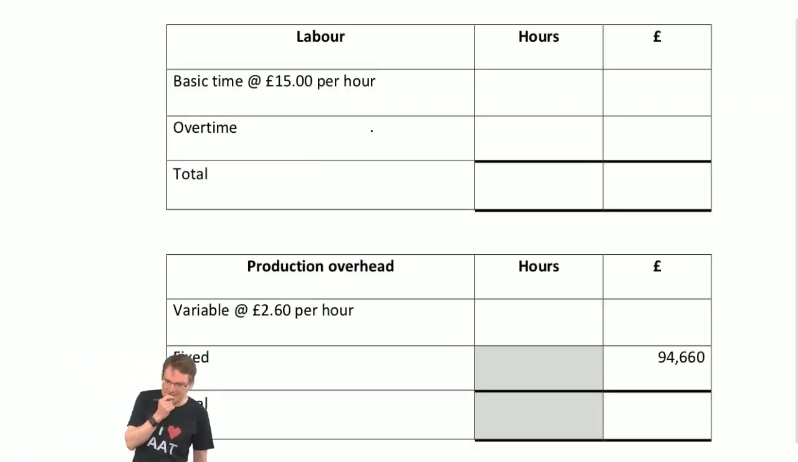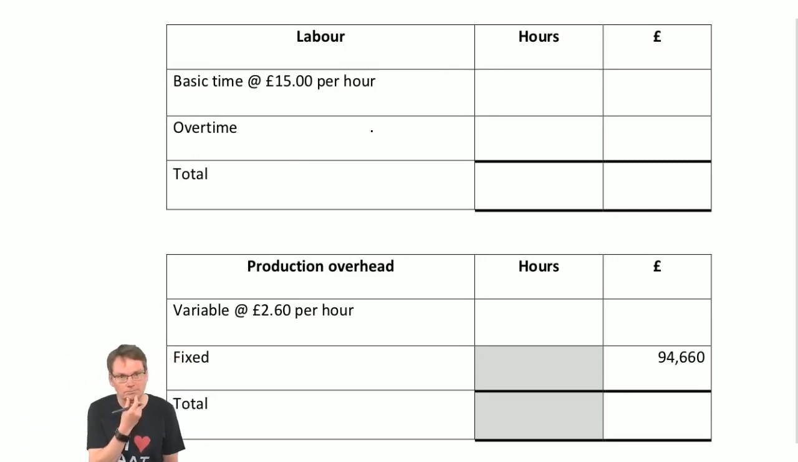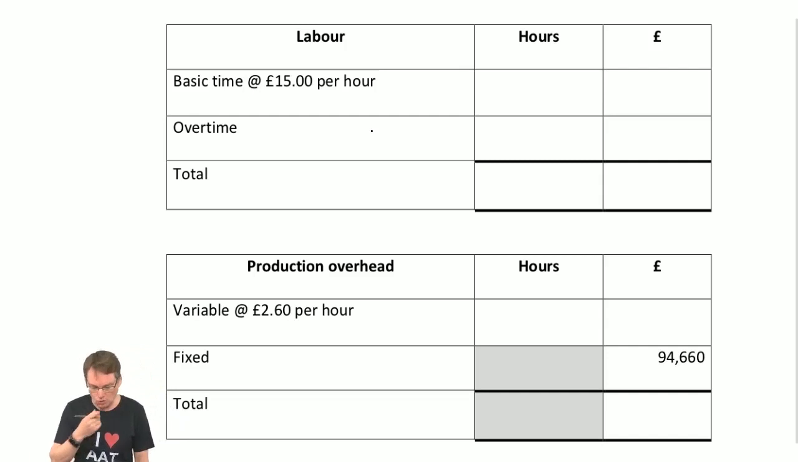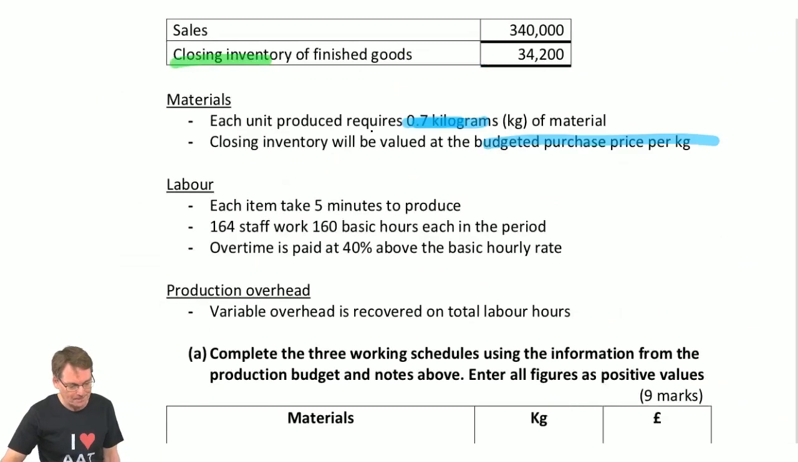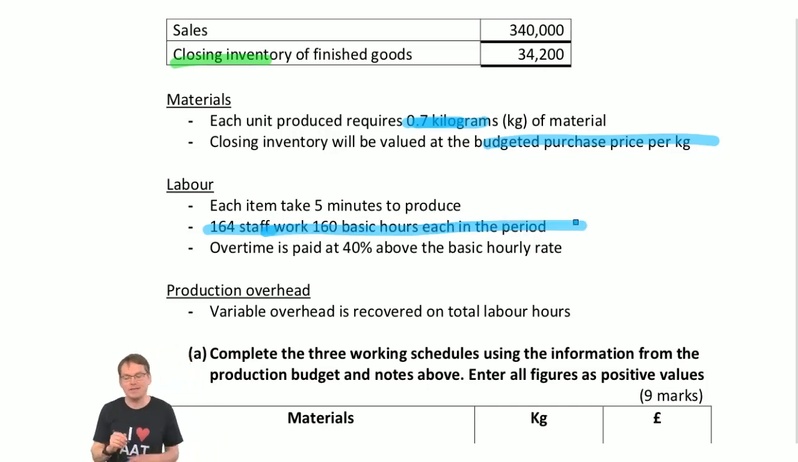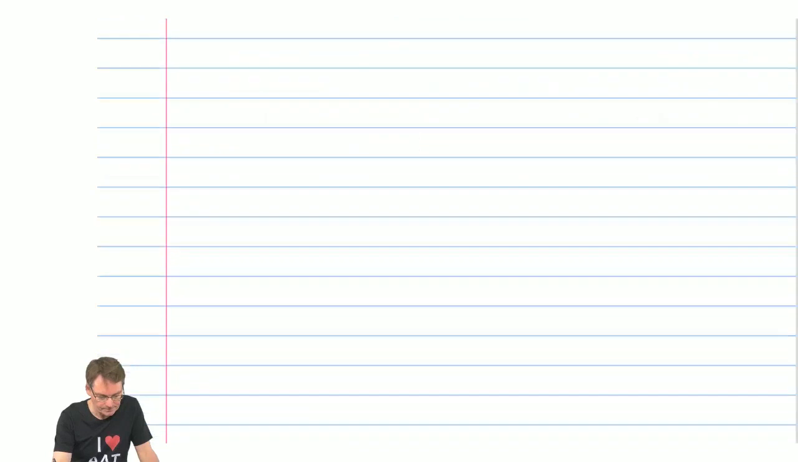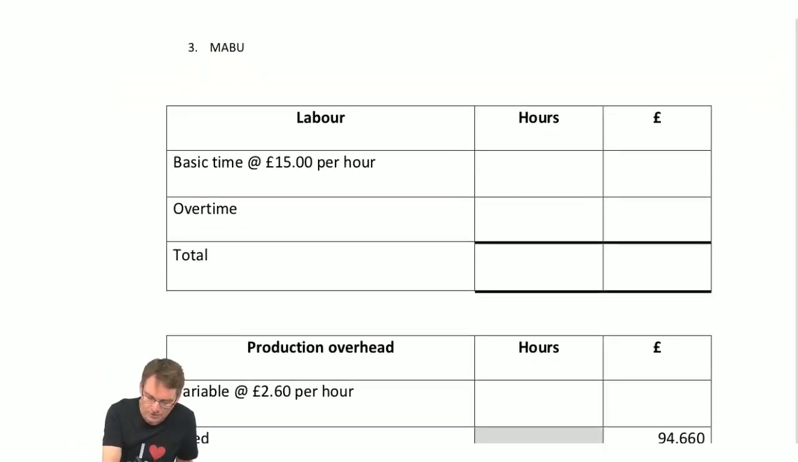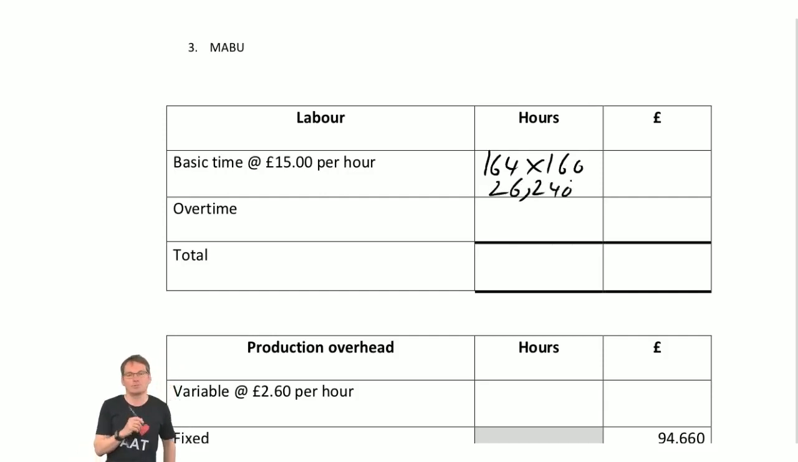So labour, it says basic time at £15 per hour, and then it says overtime. All right. So let's see what we're told about labour. First of all, we're told we have 164 staff working 160 basic hours each. So in other words, that's how many hours each they are working. So labour, we have got 164 times 160. So that is 26,240 hours.